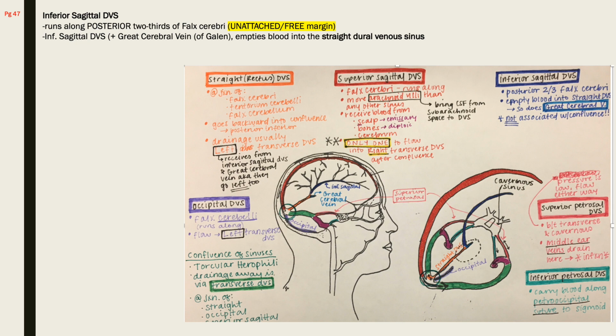Now, the inferior sagittal and great cerebral vein of Galen drain into the straight dural venous sinus. So be careful when you're taking the exam, because they eventually go left. They have to drain into the straight dural venous sinus first, and then the straight goes left. So if he asks you where the inferior sagittal dural venous sinus drains, and he has left transverse dural venous sinus as an answer, eventually it goes left, but pick the more specific answer, which would be the straight or rectus dural venous sinus.